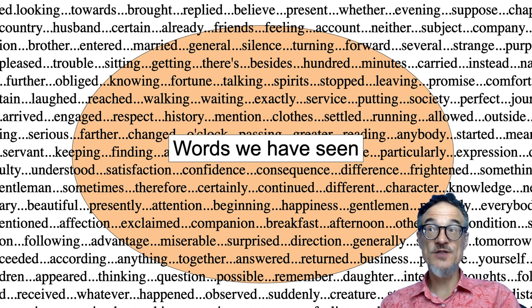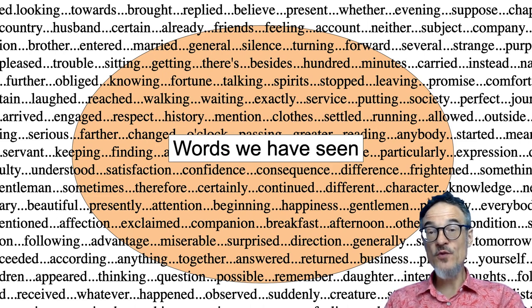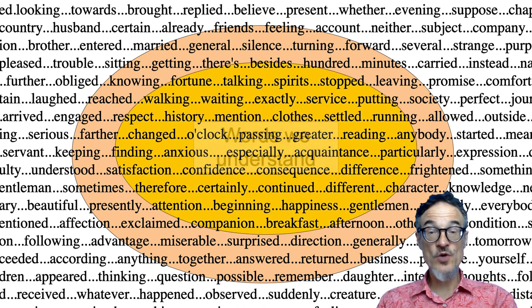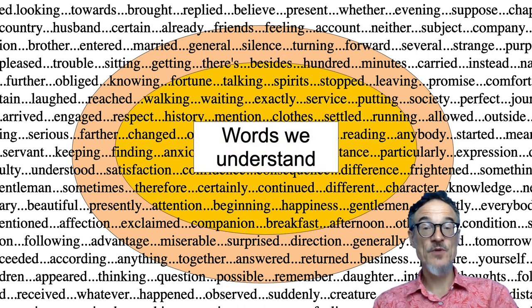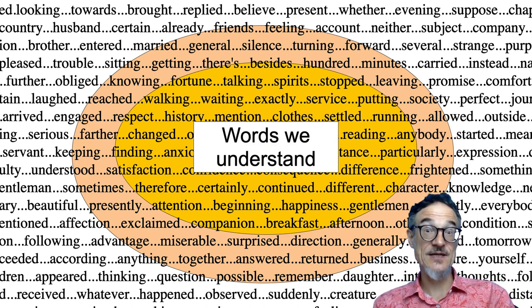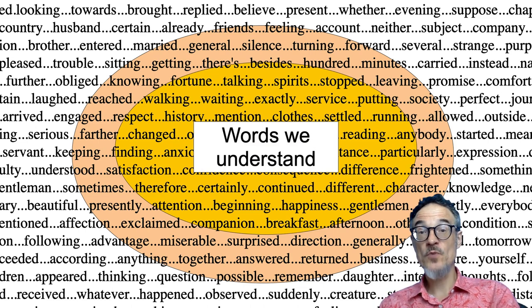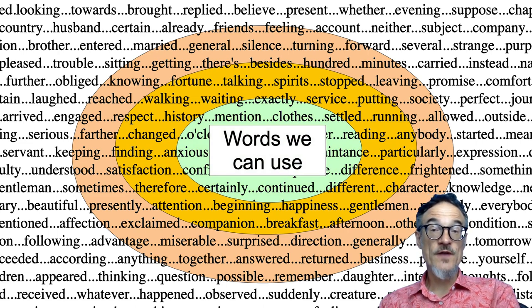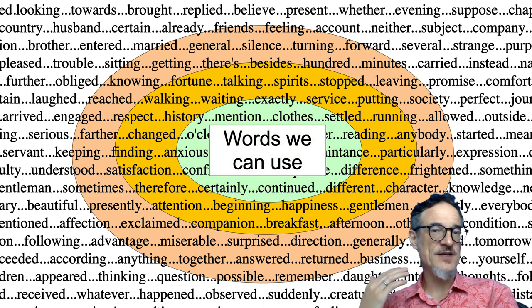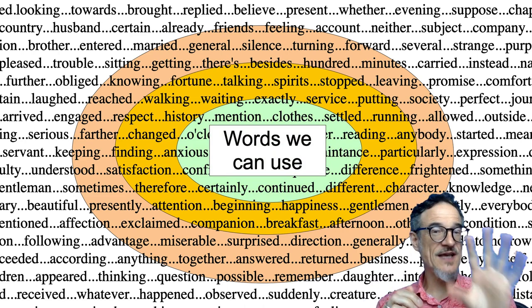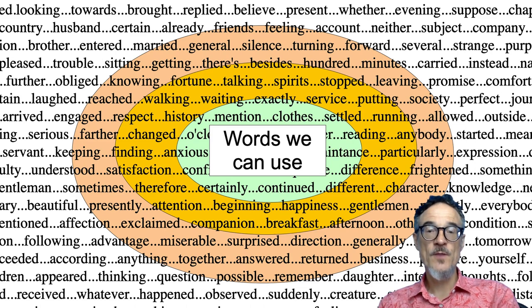So of the words there are, I've seen some of them. Of the words I have seen, of the words you have seen, there are words that we understand. So there are some words that we've seen that we don't understand, and some words that we do understand. Of the words we do understand, there are some words that we can use. So there are some words that, if we hear them, we understand them. If we read them, we understand them, but we would never say them or we would never write them.